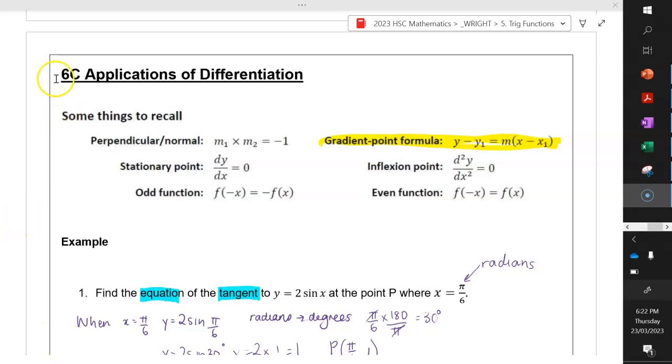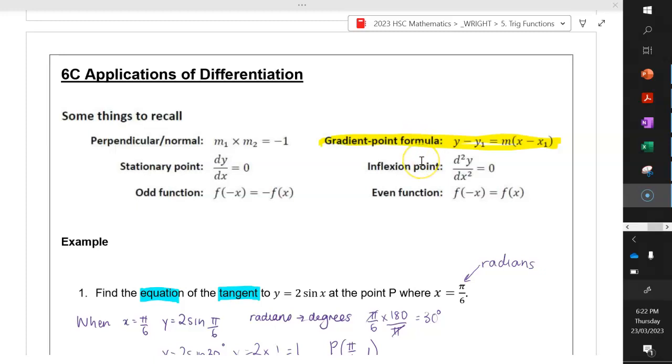Okay, hi Year 12. Today we're going to be looking at 6C, applications of differentiation. There's a few little points up here for you to recall, and throughout the exercise 6C you'll need to use a lot of those. The yellow one here that I've highlighted is the one that we're primarily going to be using today, the equation of a line formula. It's also called the gradient point formula.